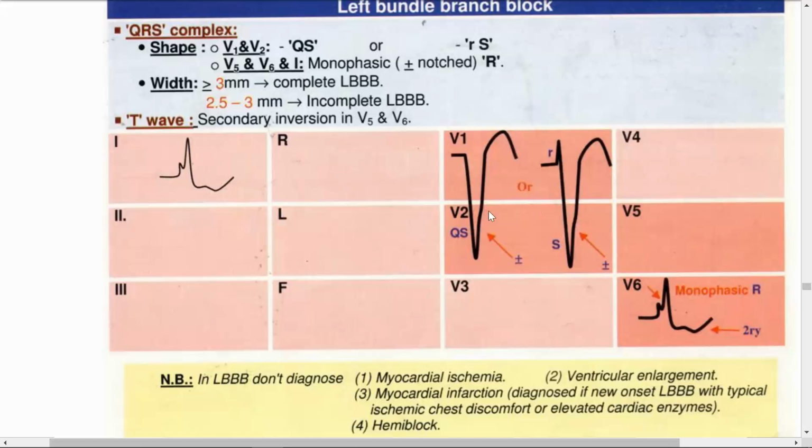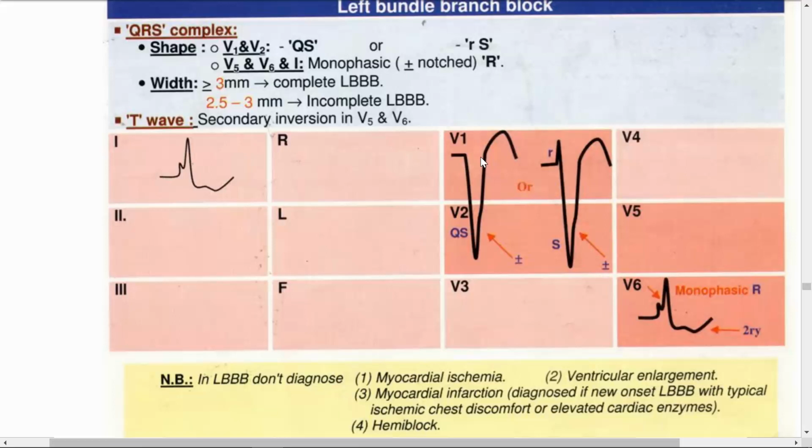Why the name QS, not Q? To differentiate it by name from the pathological Q. It looks like a pathological Q, but it's not caused by ischemia. So it is named QS. Secondary to that, at the J point there may be ST elevation here. So you can't follow the same criteria for ST elevation. There are special criteria for ST elevation with old left bundle.